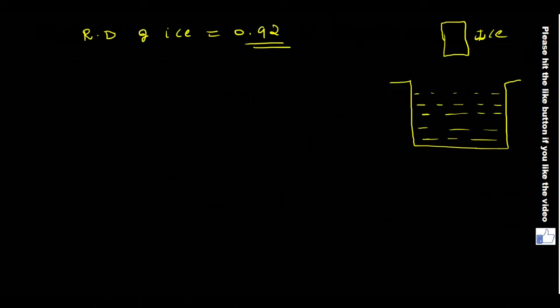Now if you put this ice into this water, what happens? 92% of this ice will go inside. This red color is the ice. 92% of the ice will go inside the water. The remaining part will be above the water. That is what we understand from specific gravity, 0.92. If relative density or specific gravity is greater than 1, what happens? This object completely goes inside the water.